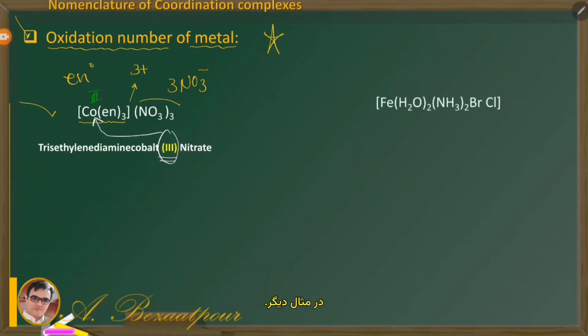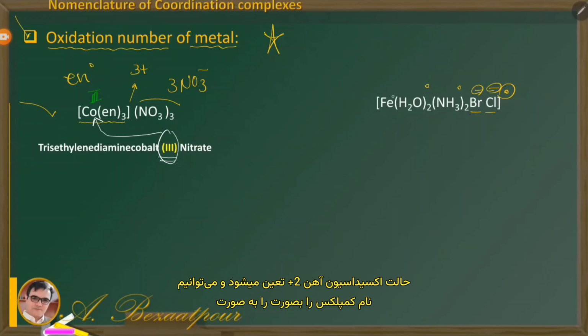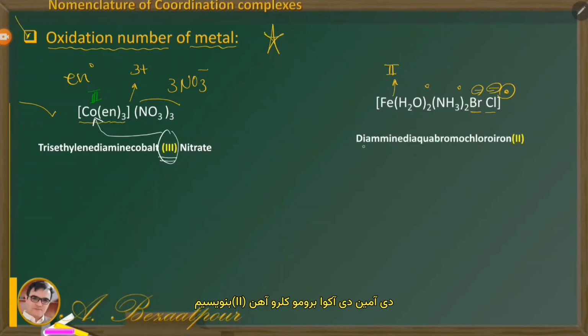In the other example, bromo and chloro have negative charge, and considering the neutral aqua and ammine ligands and the overall zero charge of the complex, the oxidation state of iron is obtained 2 plus. And we can write the name as diammine diaqua bromo chloro iron(II).